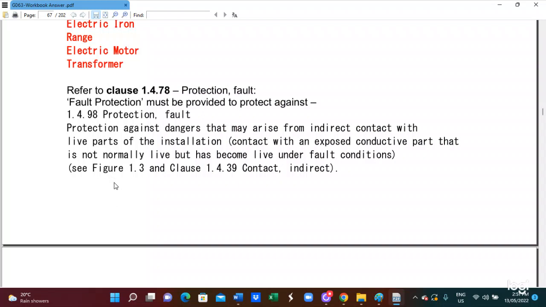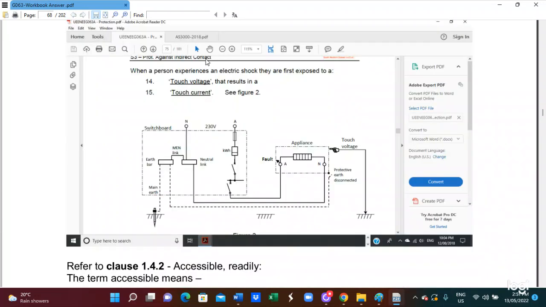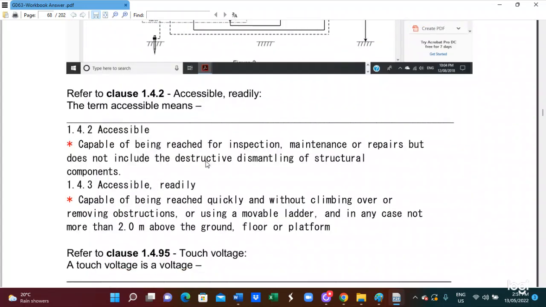So in this case, we have to follow clause 1.4.98 for providing the protection against the danger that can arise from indirect contact with the live bar or the insulation. So this is also in this case, we have to follow clause 1.4.78. So this is the connection diagram dashboard, and this is for the electrical equipment. This is the connection like this.